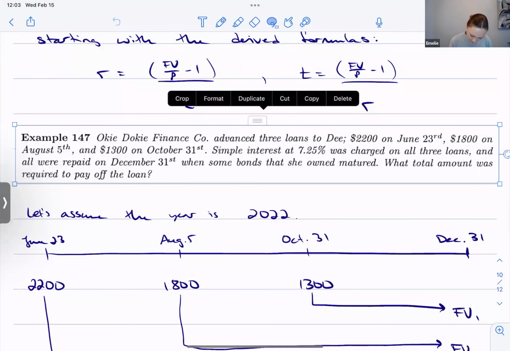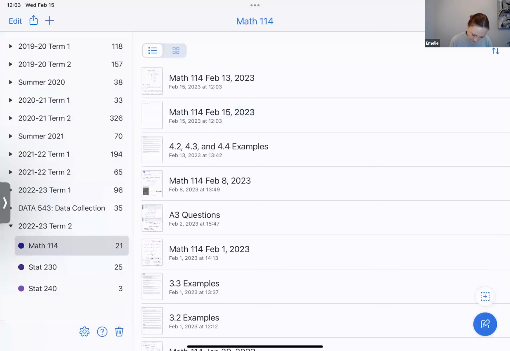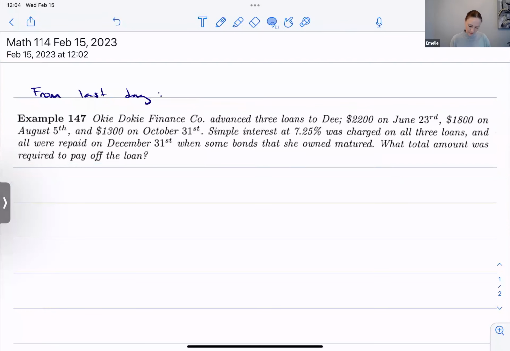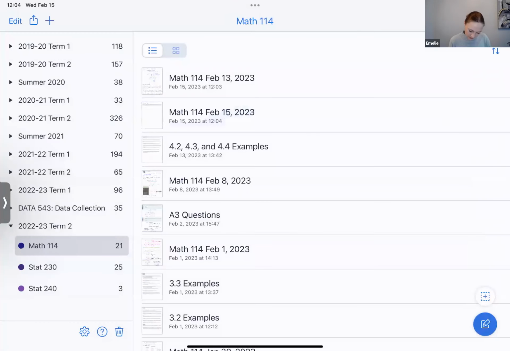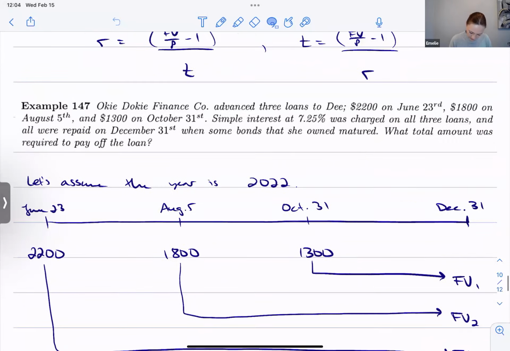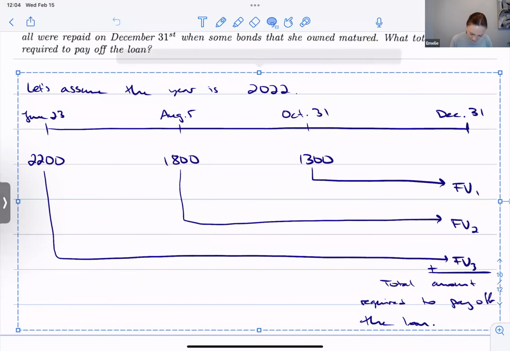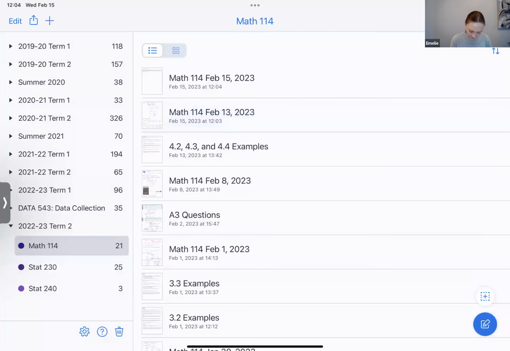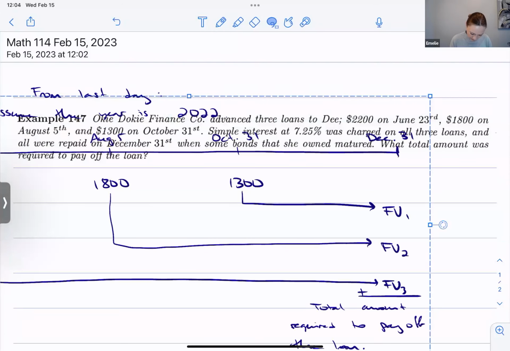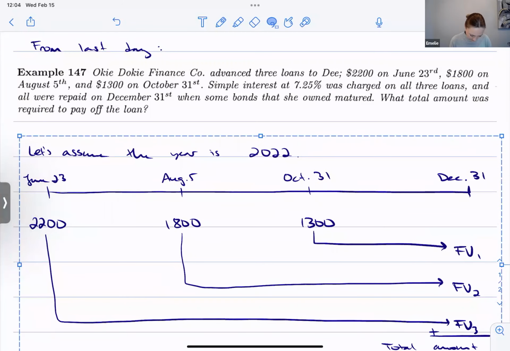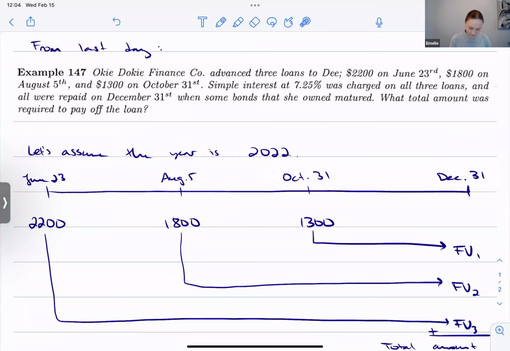Let's see here. I'm going to grab this one, copy. And we had done a little bit of work already, so I'll grab that as well. Copy. And then we'll fill it in together. All right. So just as a reminder, let's just read through the question real quick here.